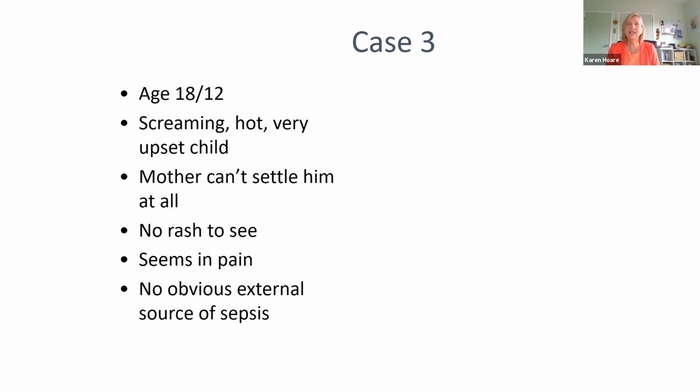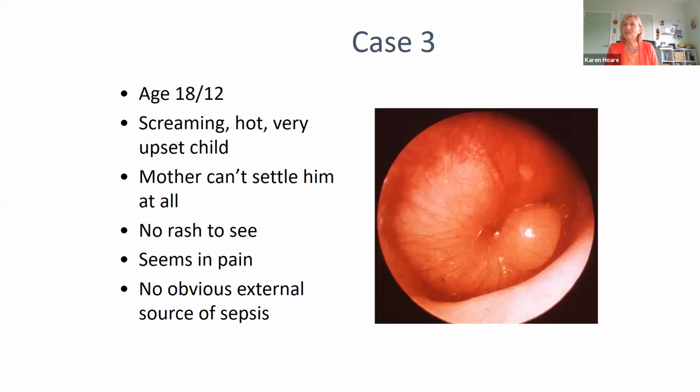Okay, case 3, an 18-month-old, screaming, hot, very upset child. Mother can't see him, no rash to see, seems in pain, no obvious external source of sepsis. And you look in his ear and you see this. I bet everybody's going to get this, hopefully. Have we got some? Oh yes, we've got some. Perfect. AOM.